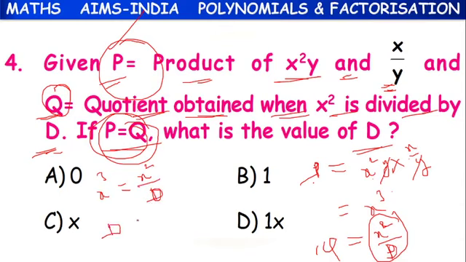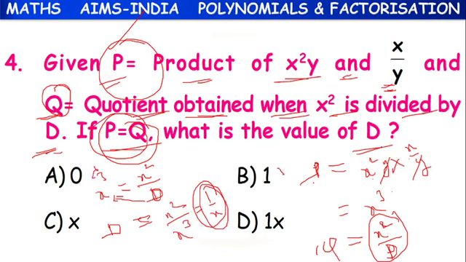So d we will take to the LHS in the denominator part. If it goes, it will go to the numerator part. x cube is in the numerator part, it will come to the denominator. So x square by x cube. So downside, 2 x's cancel, still 1 x will remain. So 1 by x is the correct answer.